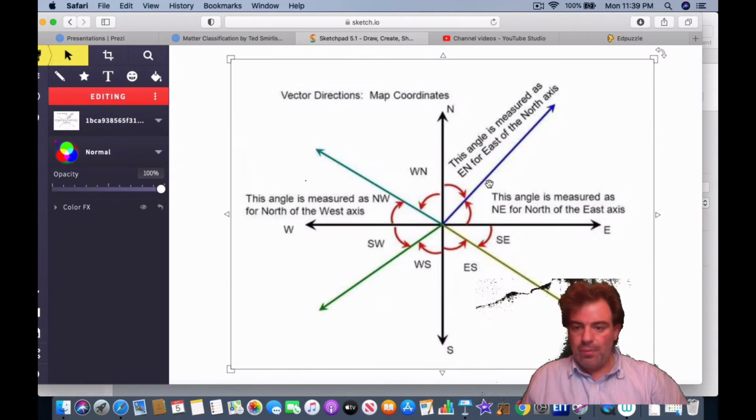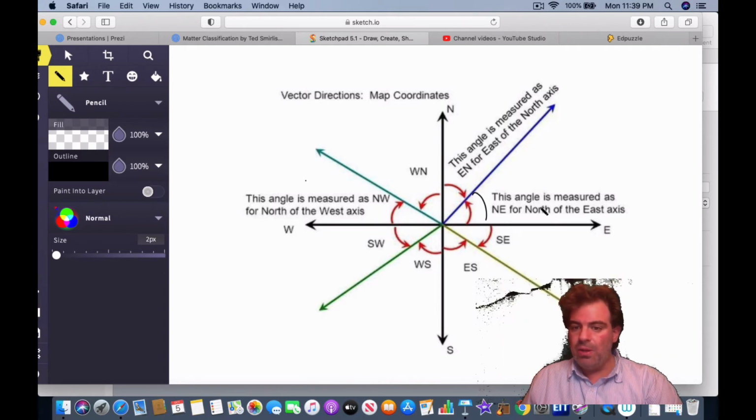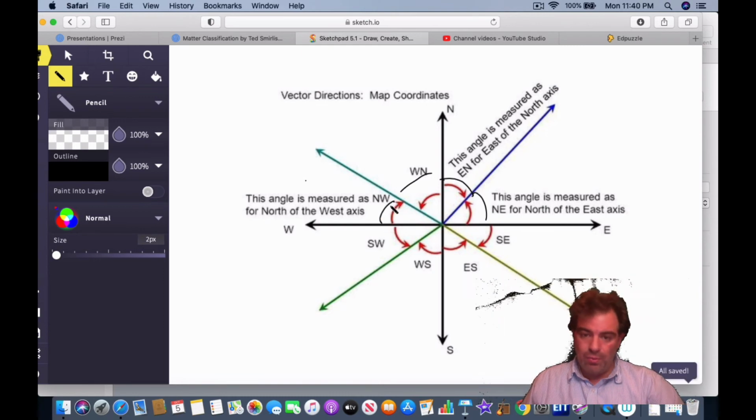So now, imagine we are showing this angle right here. So this direction right here. So what would that be? As you can see, it's going to be north of east, so we call this north of east, because it's north of the east. This angle right here is east of north, so it's symbolized as EN. This angle right here is west of north, and is symbolized as WN. This line right here is symbolized north of west, and it's NW.